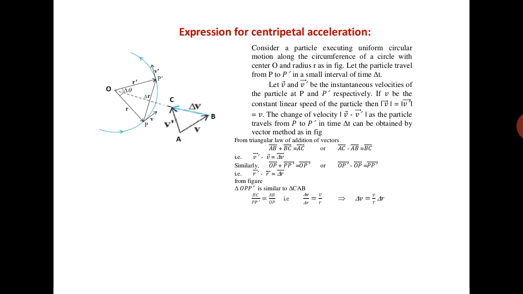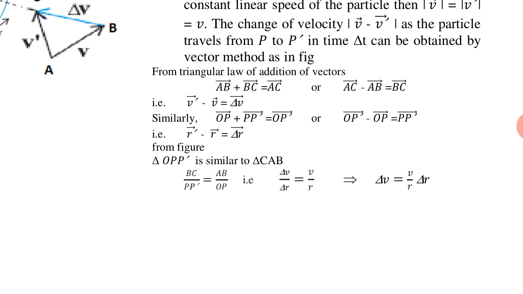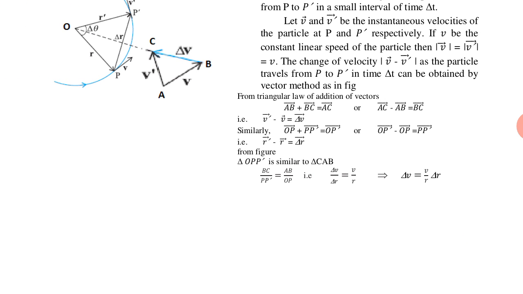Okay, so next one is these two triangles are similar triangles because the angle CAB is same as P dash OP. Okay, so now if two triangles are similar, then their sides are proportional to each other, or the ratio of their sides is constant.